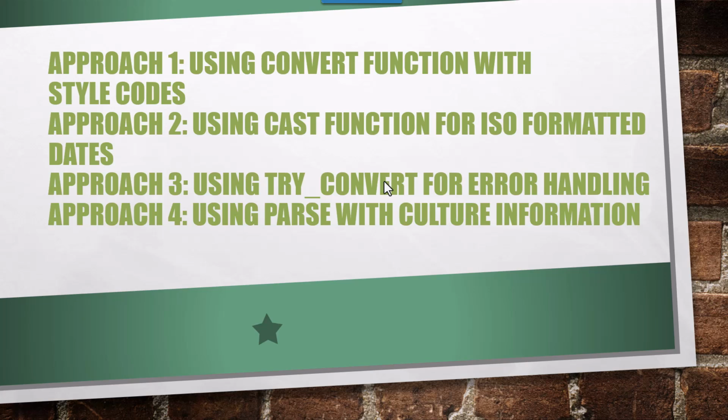The second approach will be how we can use the cast function for ISO formatted dates. Approach 3 is how we can use try_convert for error handling, and the last approach will be how we can use parse with culture information. So as part of this video tutorial we are going to discuss these four simple approaches to achieve this.